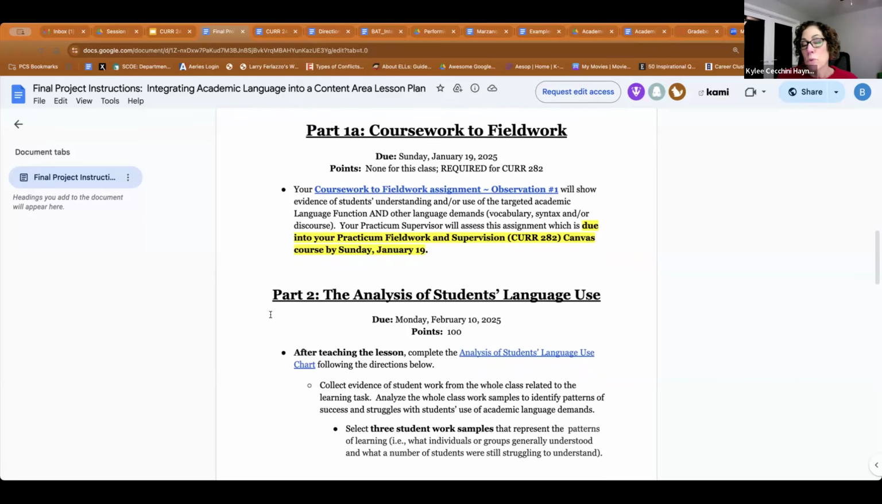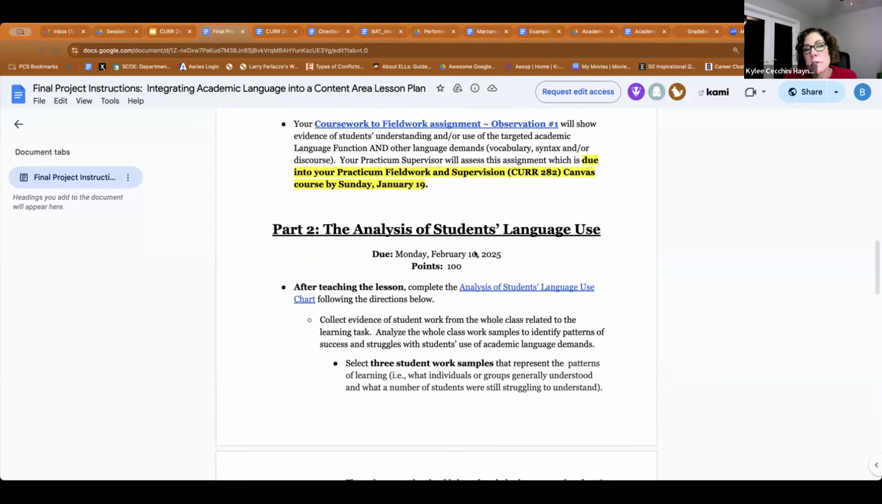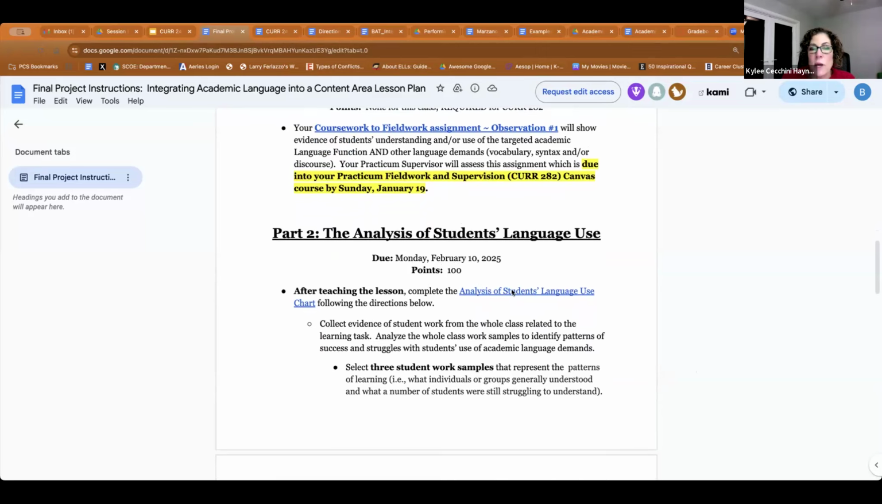Now, part 2 of this project is after you have taught the lesson. And this is not due until February 10th. Okay. And we're getting to the end of the course here. February 10th, it's worth 100 points. After you complete teaching the lesson, you're going to do an analysis of students' language use.